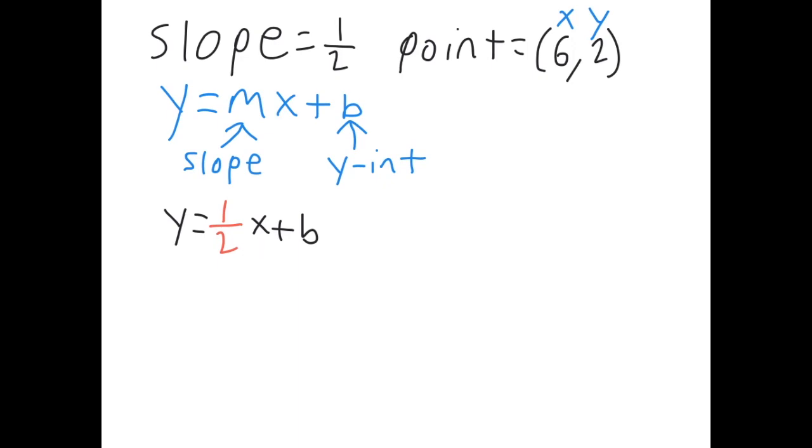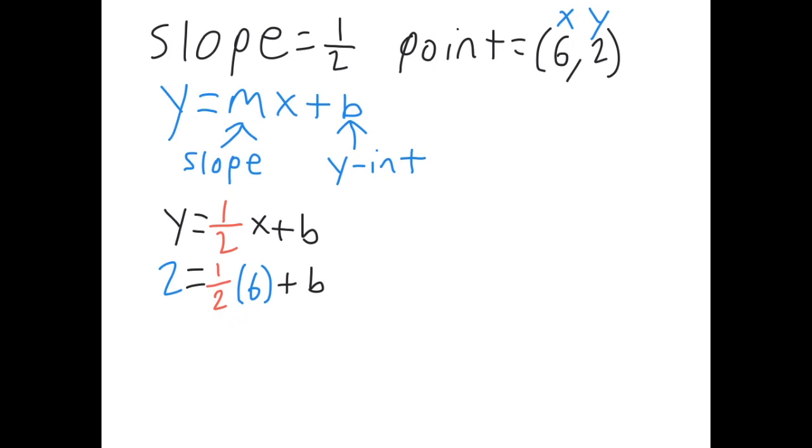So if we plug in our x and our y, instead of y, we're going to plug in 2. So that gives us 2 equals 1/2. Now instead of x, we're going to write 6 and put it in parentheses, just to show that it's 1/2 times 6. And then leave the plus b. So first we plugged in our slope, then we plugged in our 2 points. Now we can just do this problem out and solve for b.